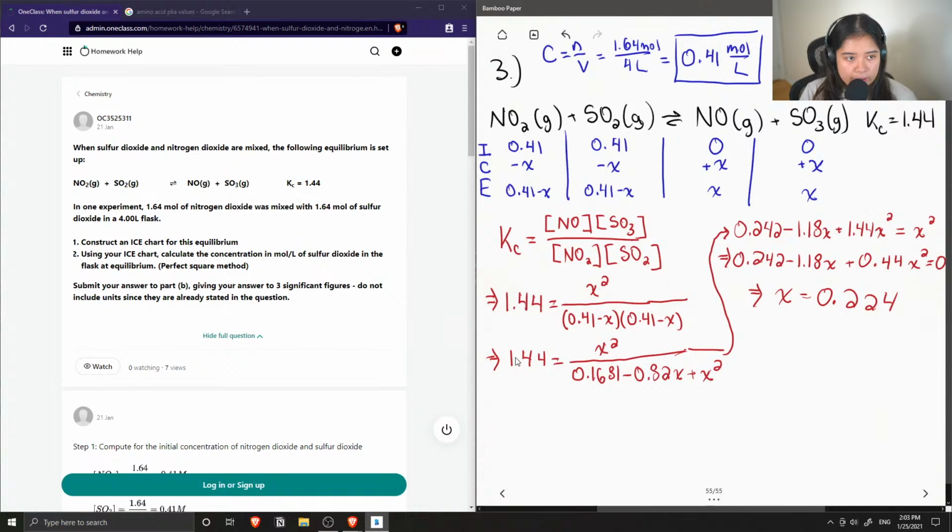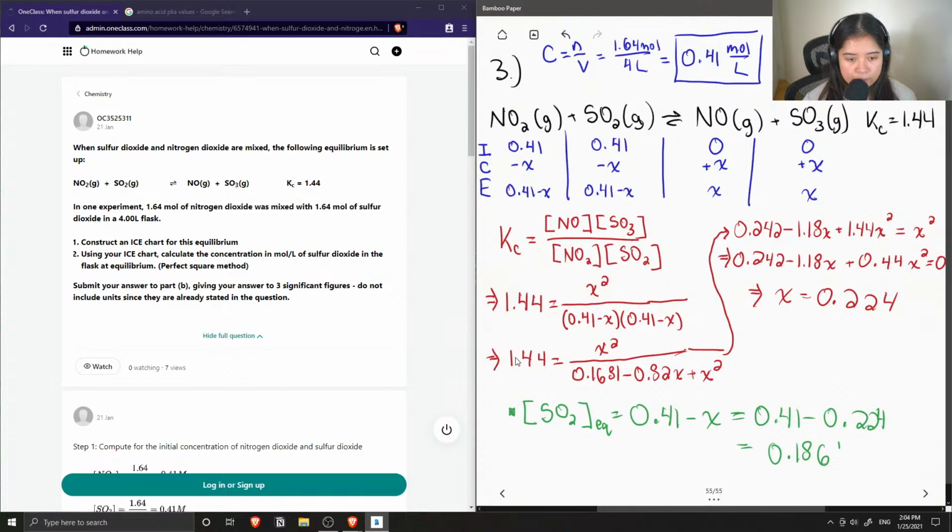And now we can calculate the concentration of sulfur dioxide at equilibrium. So we know it's going to be equal to 0.41 minus x, and we found x to be 0.224. And you end up with a final concentration of 0.186 moles per liter.